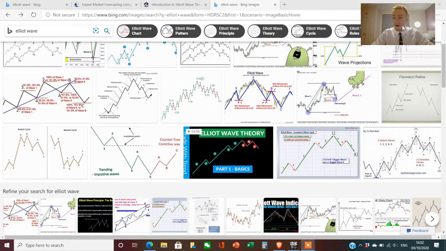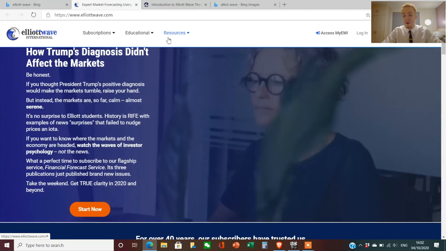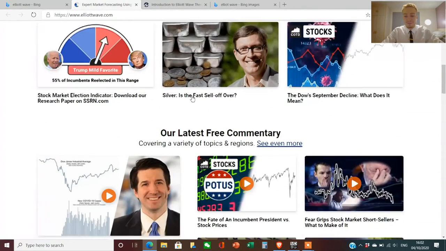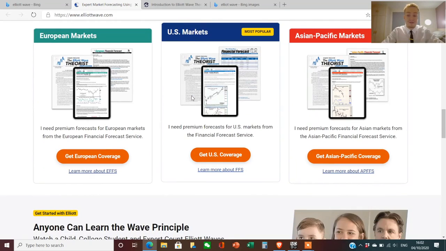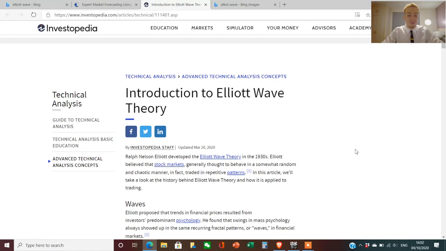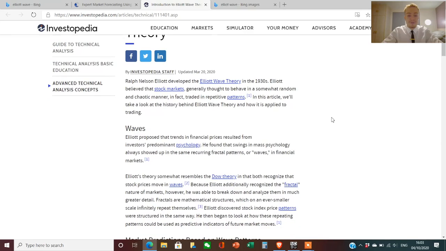I'll flick onto Investopedia now and read you an explanation of what this is, and you can do more research. There's also a website called elliottwave.com with a lot of resources if you're interested in researching this further. So I'll read the website here. This is just an introduction, because you can get very broad and in depth into this. So, Introduction to Elliott Wave Theory.